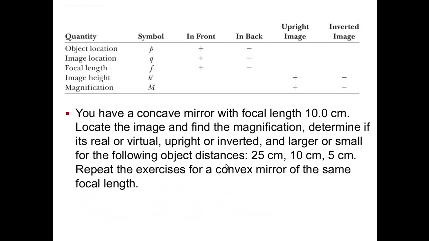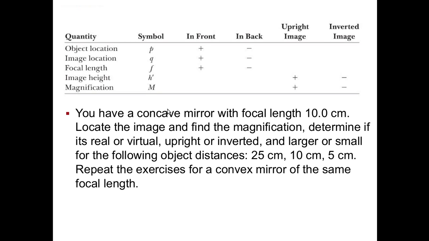So I've got basically all three scenarios rolled into one here. I've got a concave mirror with a focal length of 10 centimeters. Remember, the focal length is an inherent property of the mirror. That's how we make them. So I am looking for the image distance, looking for the magnification, and then I want to describe the image. Is it real or virtual? Is it upright or inverted? And is it larger or smaller? For the three following object distances.